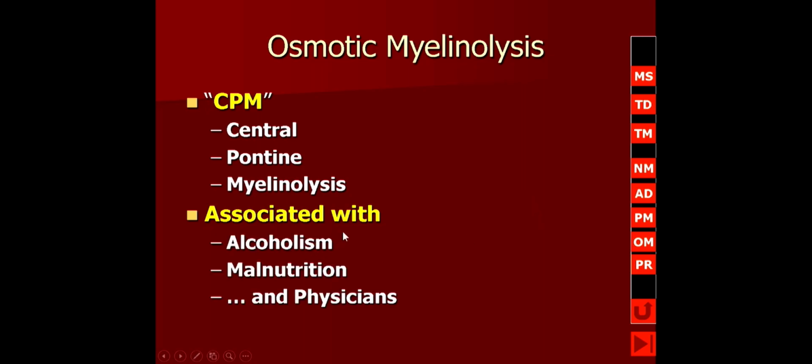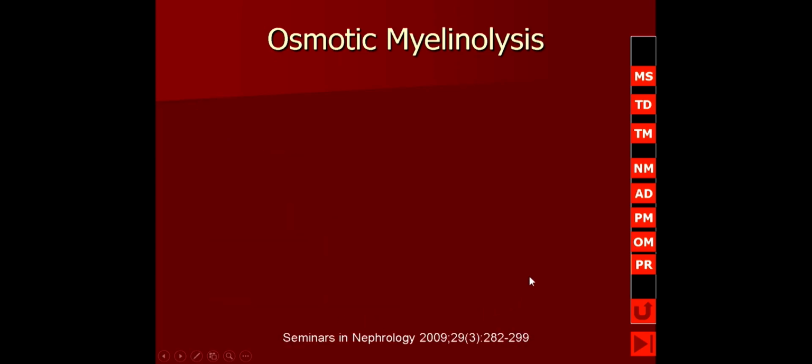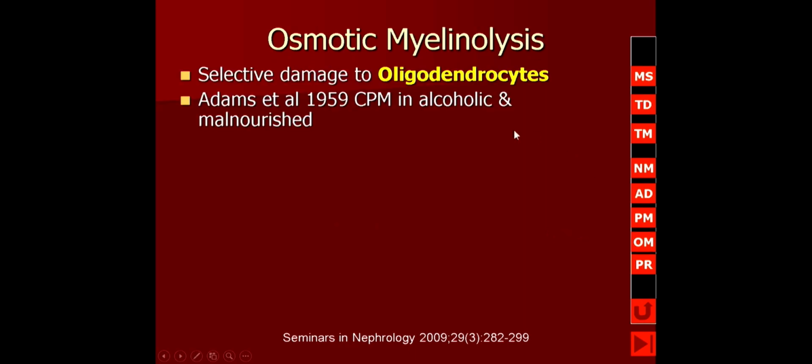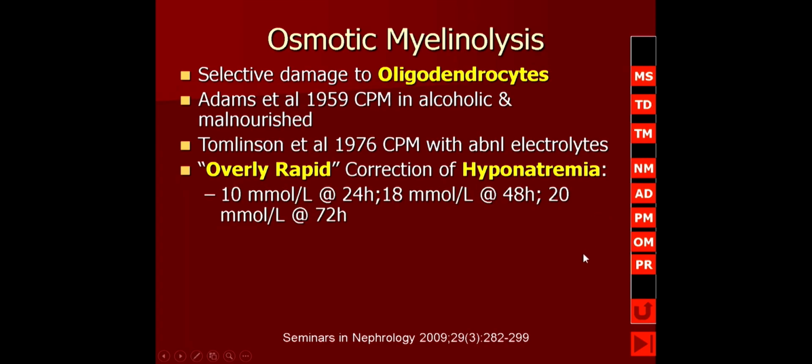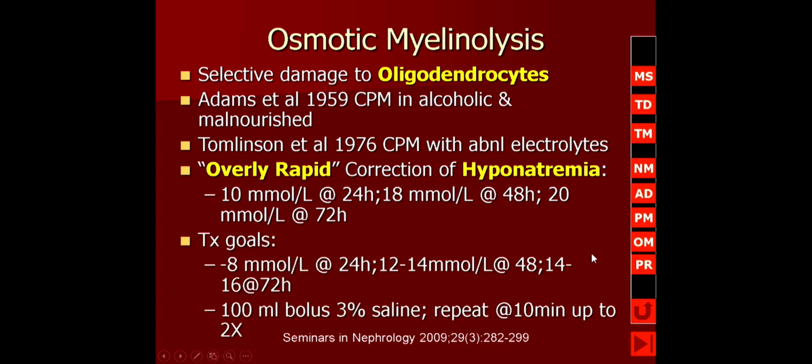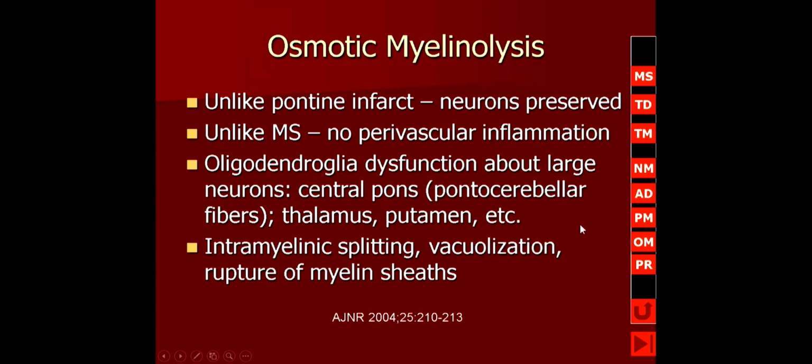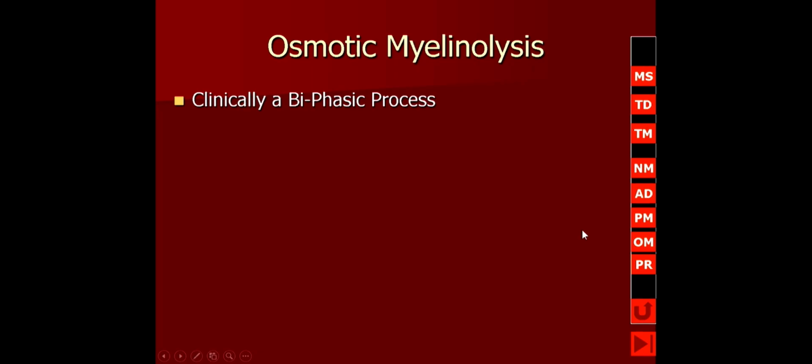It's associated with alcoholism, malnutrition, and with physicians. It doesn't occur in untreated patients. It only occurs in patients who have hyponatremia that's treated by giving hypertonic saline. It's selective damage to the oligodendrocytes, from overly rapid correction of hyponatremia, and I will talk about this a little bit more tomorrow when we talk about the found down patients. So it's very important to realize that this is completely related to things that doctors do to patients.